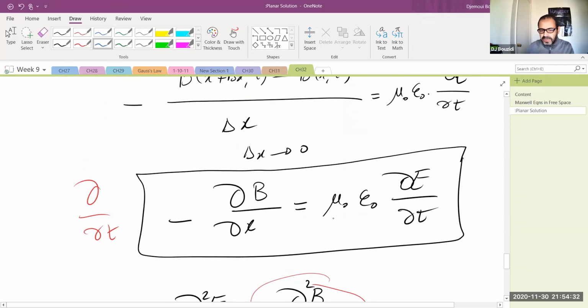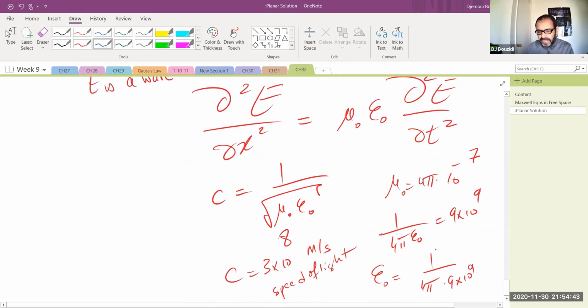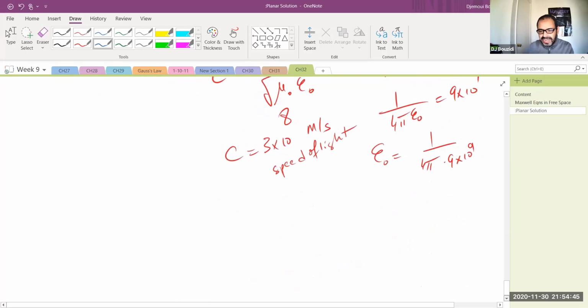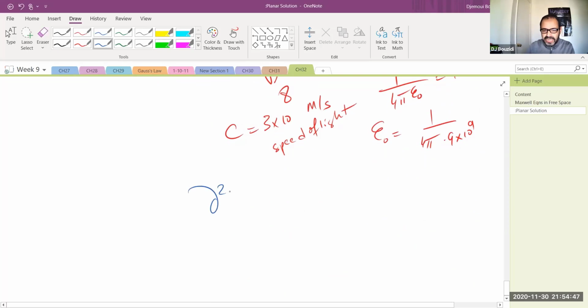If we did this derivative with respect to x instead of t, here we will have the second derivative with respect to x, and in here we'll have the mixed derivative, and the same thing will hold at the end for the magnetic field too. So the second derivative of B with respect to x will turn out to be mu naught epsilon naught times the second derivative of B with respect to time.